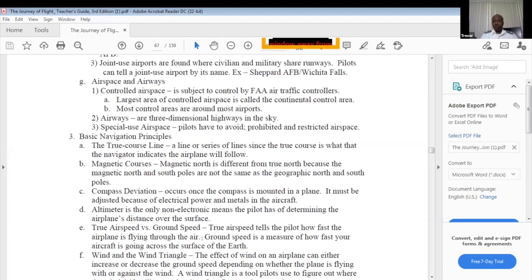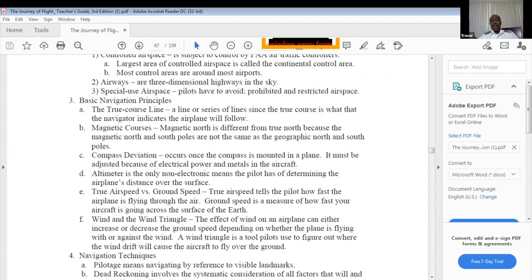The altimeter is a non-electronic instrument which gives you the height above the ground or sea level. True airspeed tells you the true speed of the aircraft moving through the air. Ground speed tells you the speed of the aircraft over the ground. So you have true airspeed, the speed as the aircraft moves through the air, and ground speed, the speed of the aircraft as it moves over the ground. Then you also have indicated airspeed. That's what is showing inside the cockpit on the airspeed indicator, how fast the aircraft is traveling.